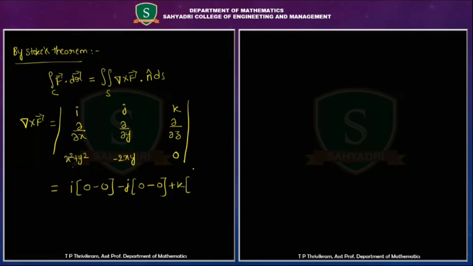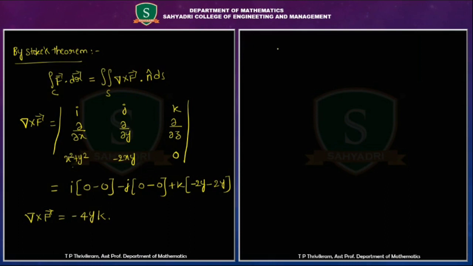Plus k into dou by dou x of minus 2xy. So this is minus 2y. Again minus differentiation of x square plus y square with respect to y. Again you'll get 2y. So del cross f value is minus 4y. Here k is there. I'll write that k. Okay.